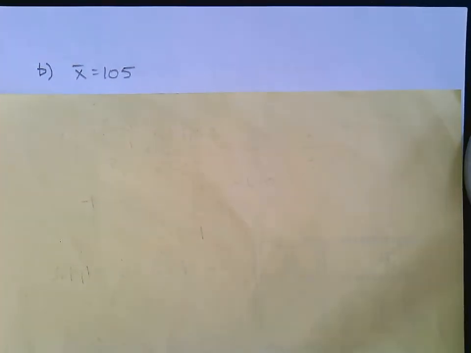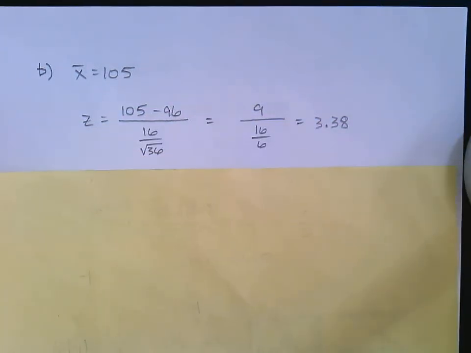So we're going to take x bar, our sample mean, to be 105. And we're going to do a probability less than. Of course, we need the z-score. So I've got it here. The z-score we find with 105 minus 96 over 16 over square root 36.